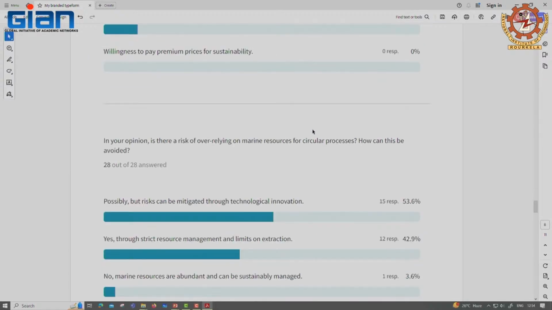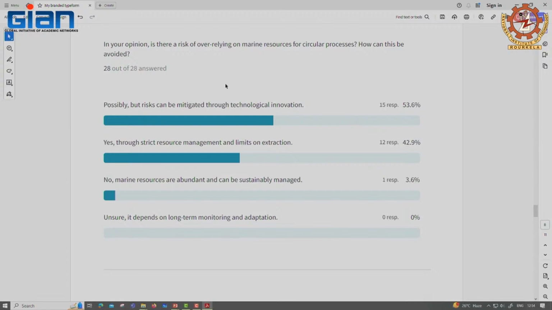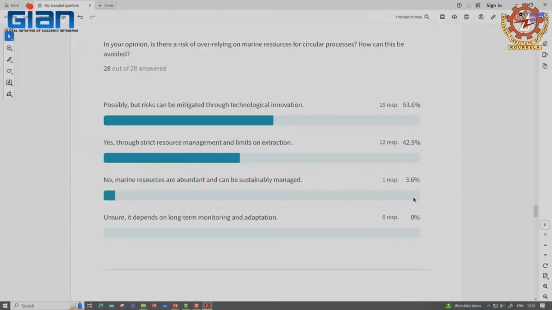Now, next, in your opinion, is there a risk of over relying on marine resources for circular processes? How can this be avoided? Possibly, but risk can be mitigated through technological innovation. Yes, through a strict resource management limit on extraction. Yeah, no, marine resources are abundant and can sustainably be managed. As of today, yes, but in future we don't know. So that's why the responses are pretty much 90% and above on this one.